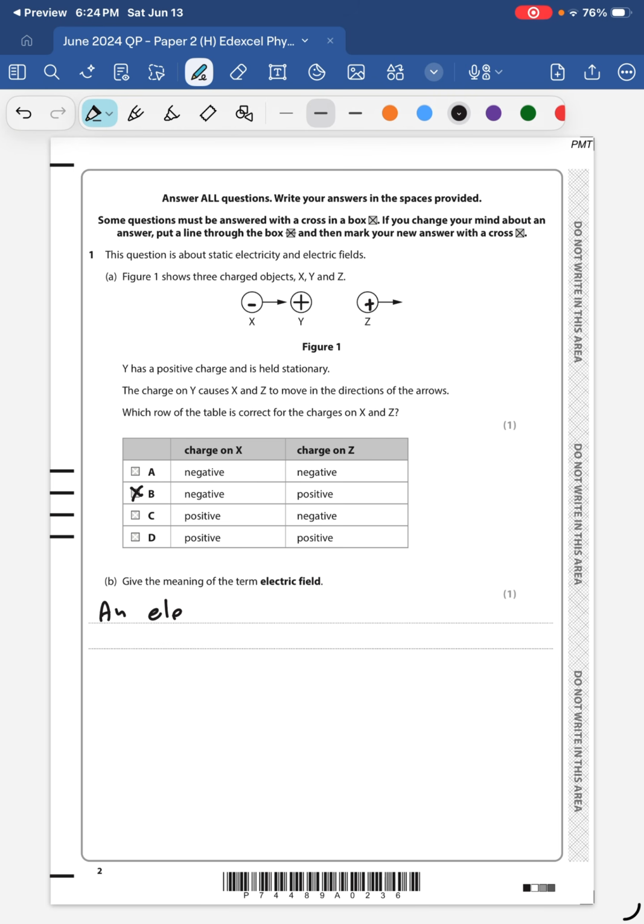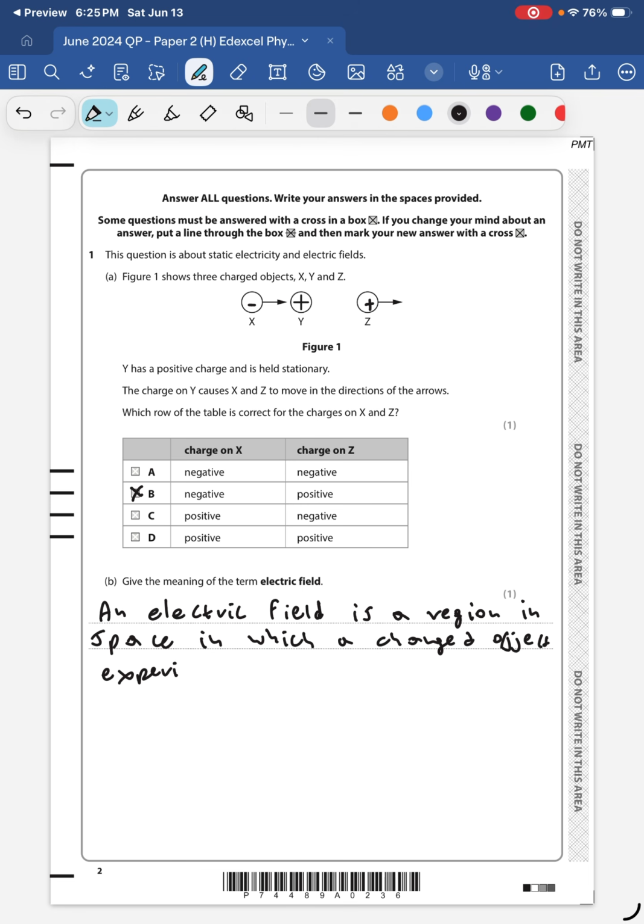So an electric field is a region in space in which a charged object experiences a force.